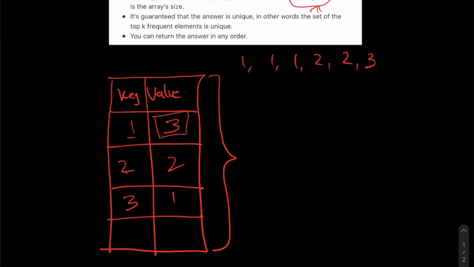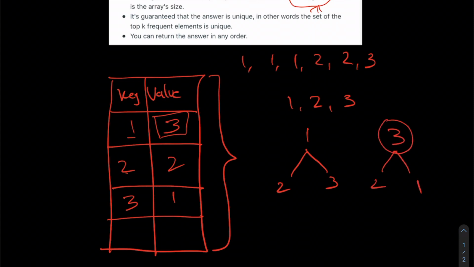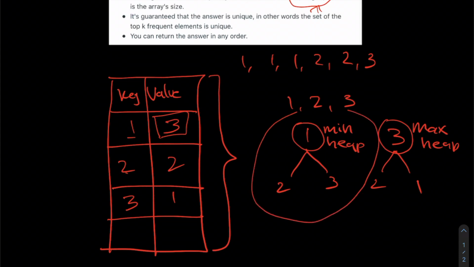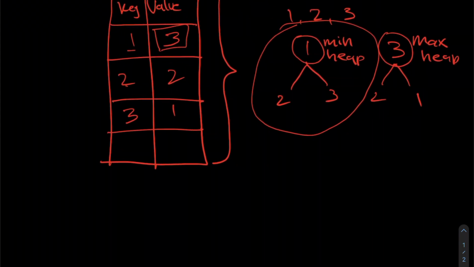If you had a list like 1, 2, 3, right? A min heap would kind of look like this, whereas a max heap would look like this. So the max heap would have the max value at the top, whereas a min heap would have the min value at the top. Right, so if we do our comparison in such a way that we structure it as a min heap, we can basically guarantee that we'll have the minimum values at the top.